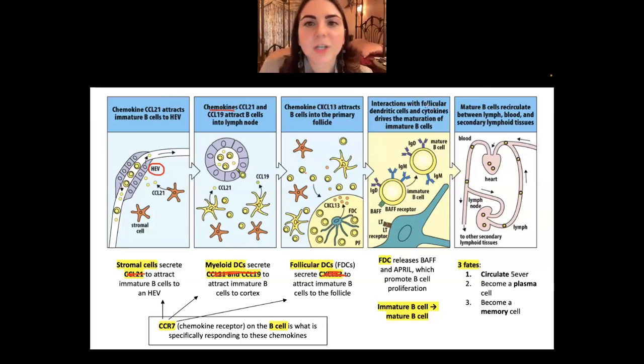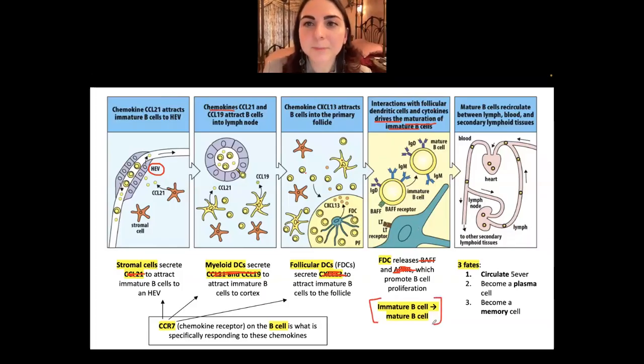And then these interactions are what drive the maturations. We haven't talked about this, but when they're saying drives the maturation, they're talking about that antigen-dependent B cell maturation. Don't worry about BAFF and APRIL. We don't care. But it's going to basically secrete these factors to allow the B cell to completely mature, which we're going to talk about.